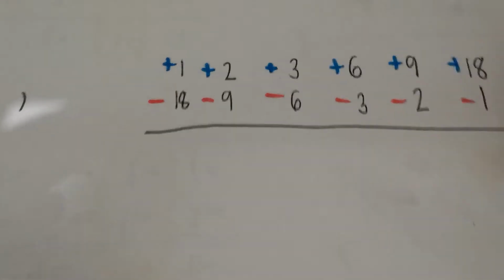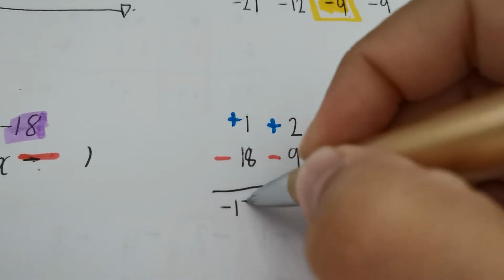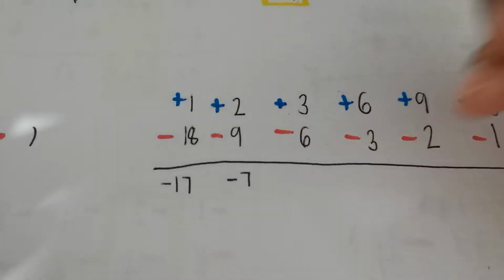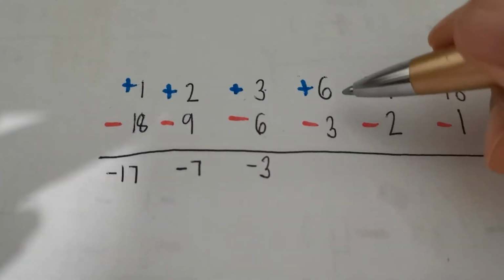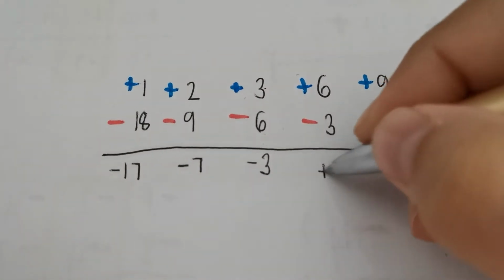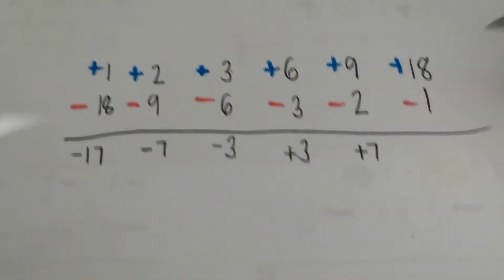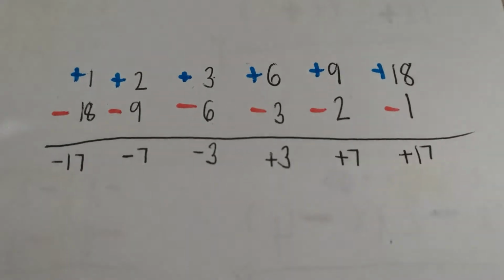All right, addition and subtraction. 1 minus 18, negative 17. 2 minus 9, negative 7. 3 minus 6, negative 3. 6 minus 3, positive 3. 9 minus 2, positive 7. 18 minus 1, positive 17.